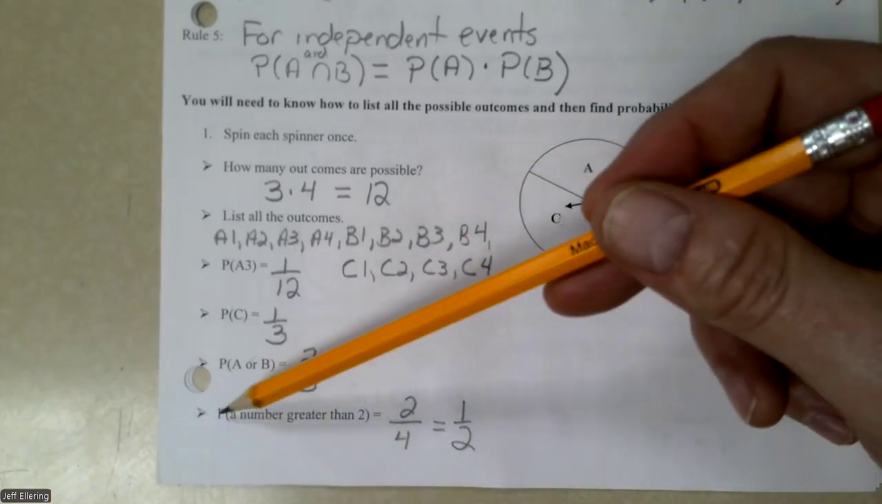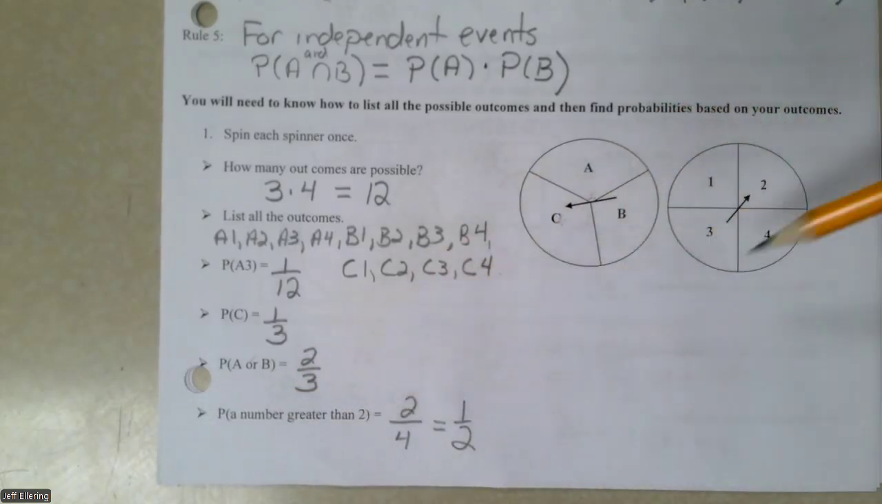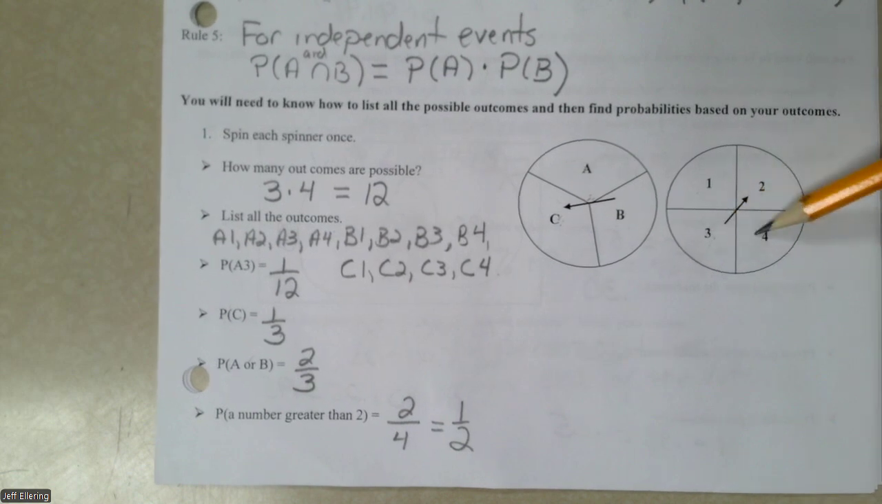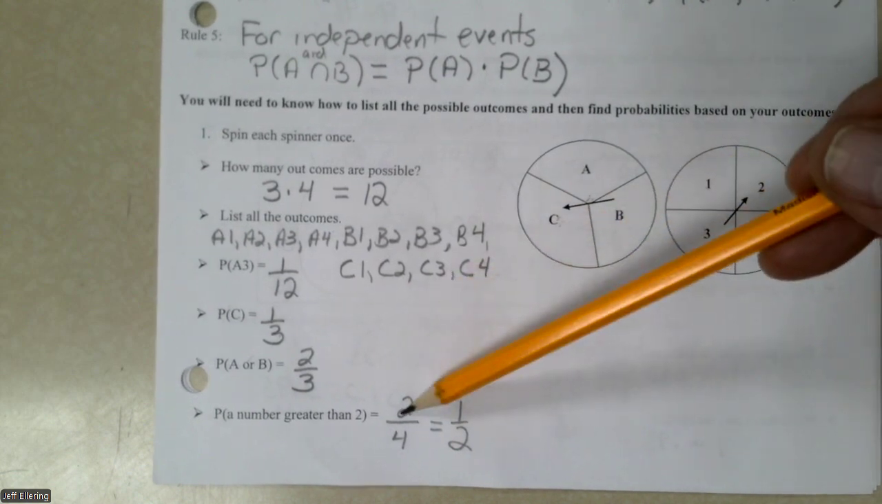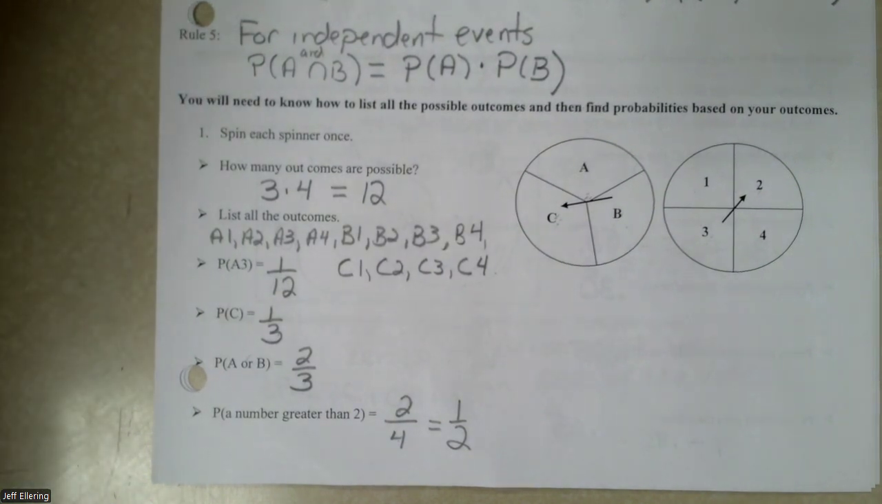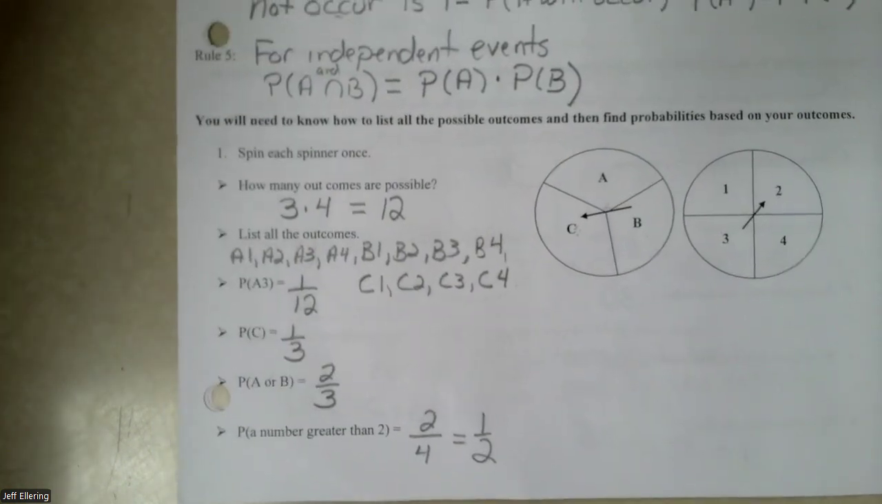And then a number greater than 2. So just look at the spinner. Greater than 2, that would be 3 and 4. That would be 2 of them. 2 out of 4, which is 1/2. All right, moving on to the next page.